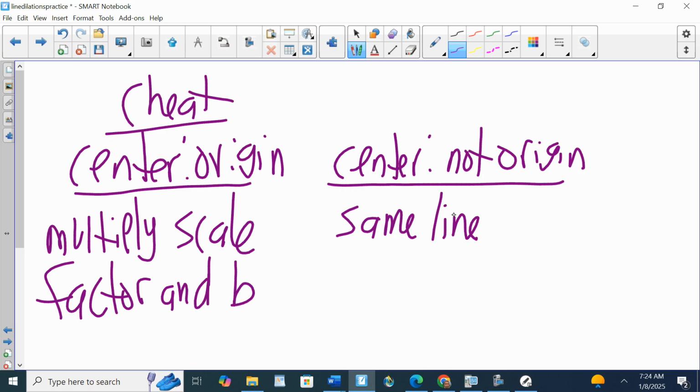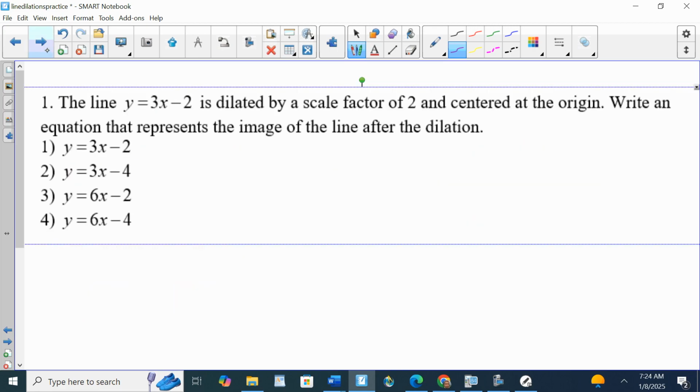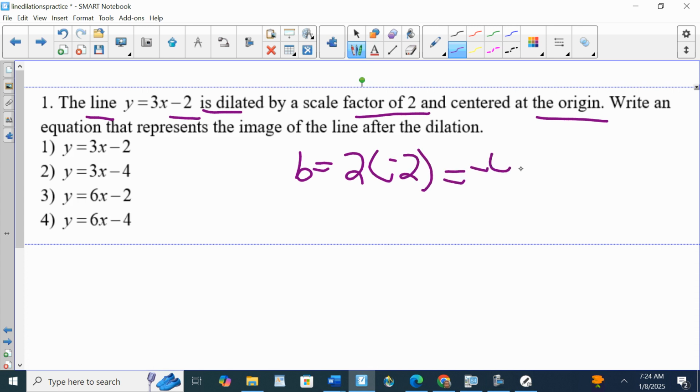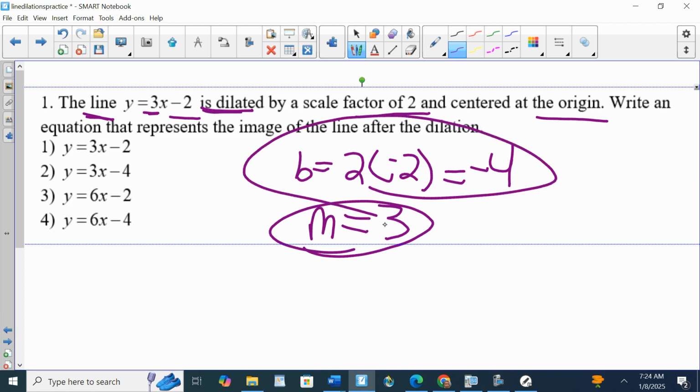So how do I use this? Again, if the center is the origin, I multiply the scale factor and b. If it's not, it's the same line, it's the same equation. Number one, line dilated, origin. For origin, multiply scale factor and b. My new b is -4. No matter what, for line dilations, the slope always stays the same. The slope is 3. The y-intercept is -4. Choice 2 is your answer.